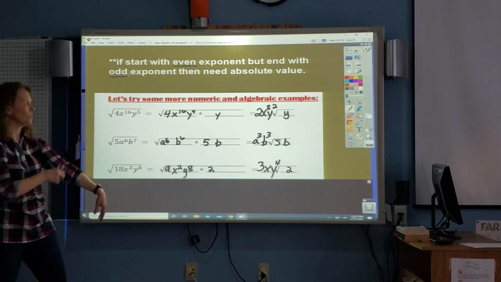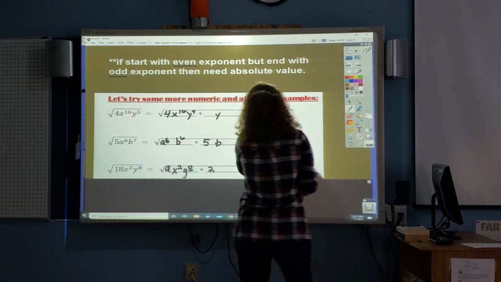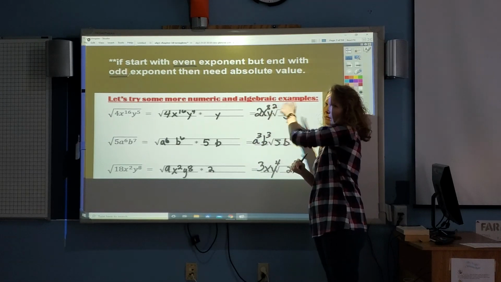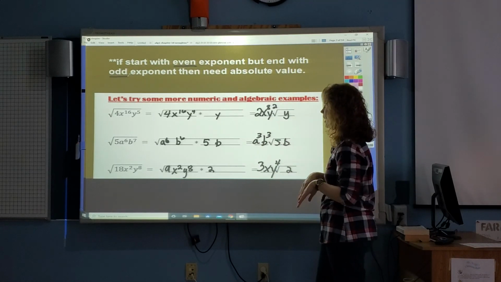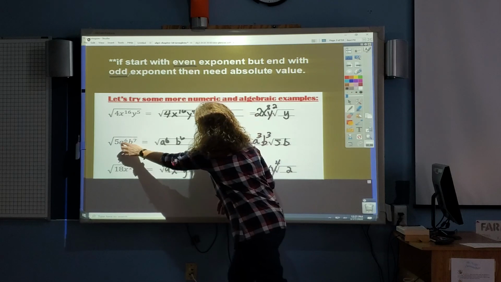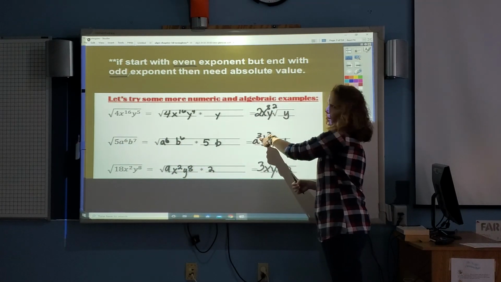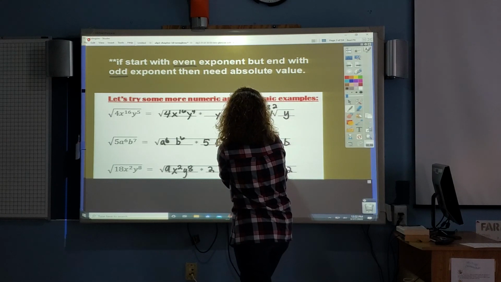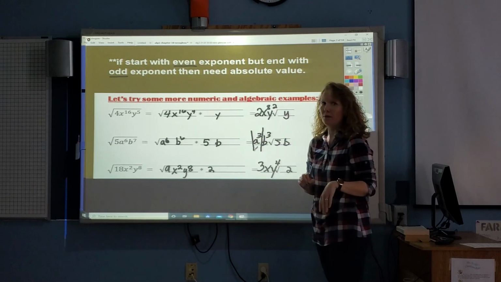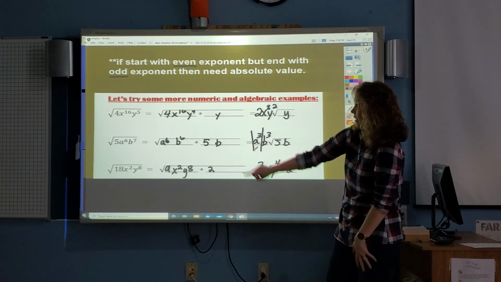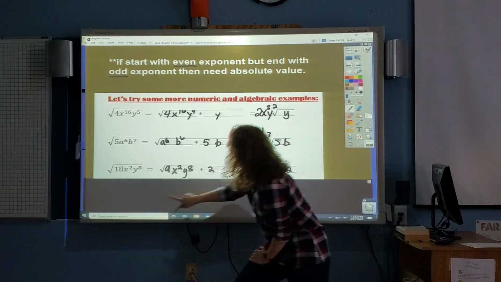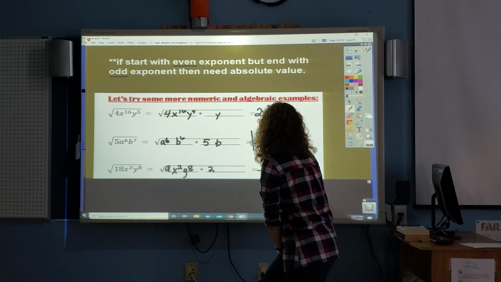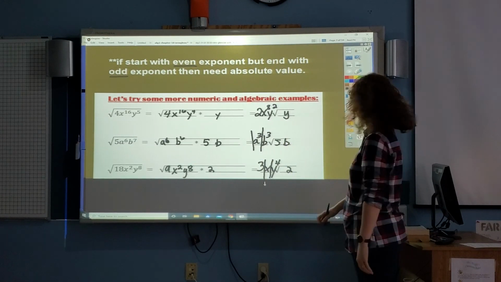So let's go back to our answers. So we need to look at x. So it started even, and it ended even. So it's in good shape. You don't have to have any absolute values. A to the 6th. It ended up odd. So you're going to come back and put an absolute value around a to the 3rd. Okay? The x to the 2nd started even, but ended odd. So we got to put an absolute value on the x. Okay?